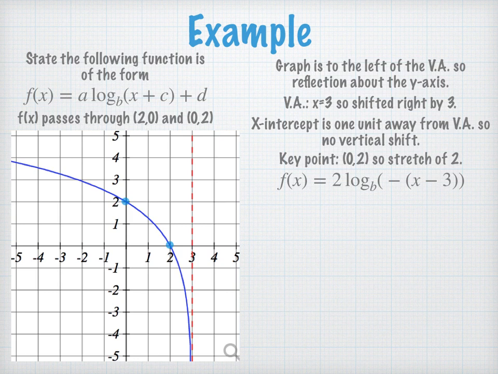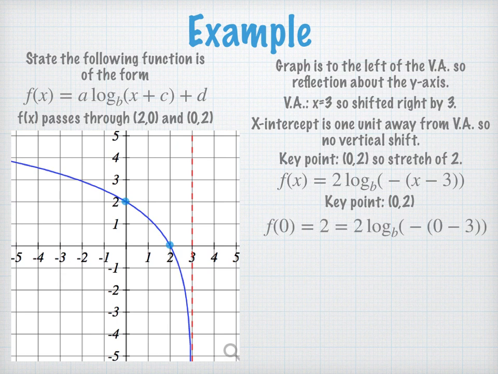Keep in mind our order of transformations that we learned back when we first talked about graph transformations. We do our left and right shifting before we do our reflections. So that's why you have negative, then parenthesis x minus 3, close your parentheses. And we're taking the logarithm of that whole quantity. Now, our key point is (0, 2). So we're going to use the key point (0, 2), plug everything in, and we are going to find our value for b, our base.